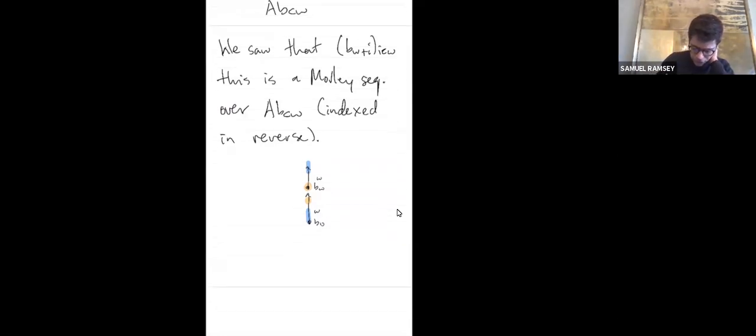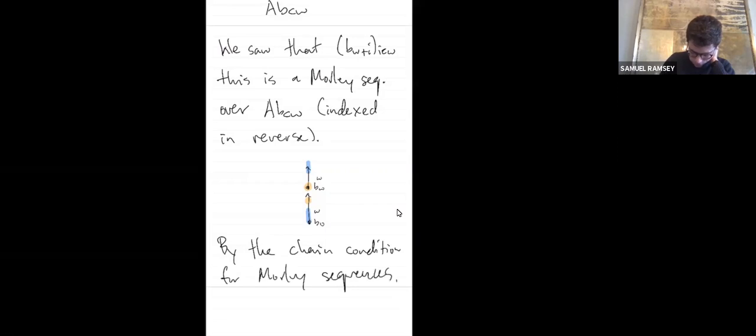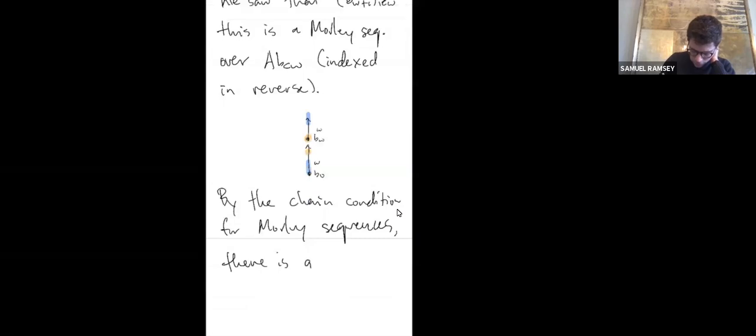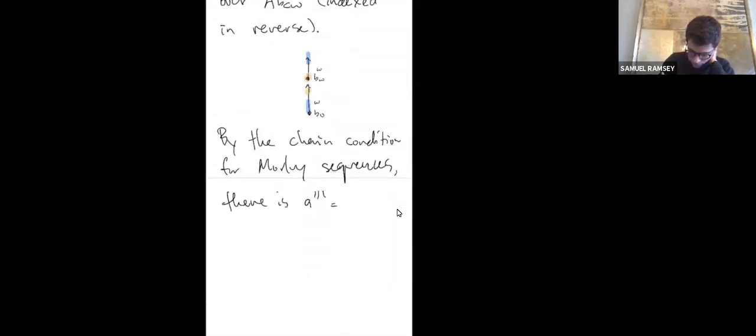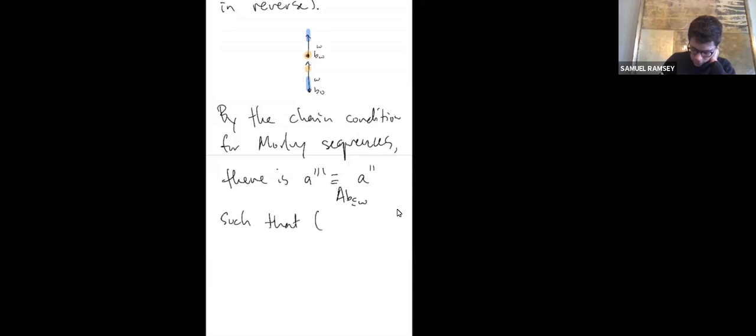Okay, so by the chain condition for Morley sequences, there is A triple prime, which has the same type over A b less than or equal to omega as A double prime, such that B greater than or equal to omega, which is our Morley sequence, is, with A triple prime, B less than omega, indiscernible.